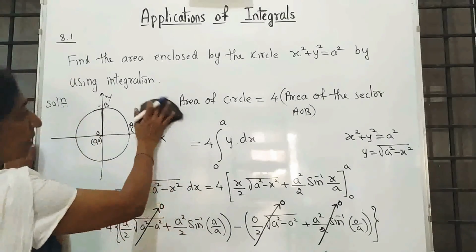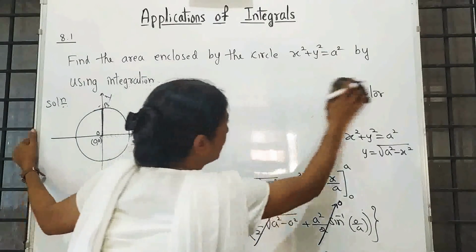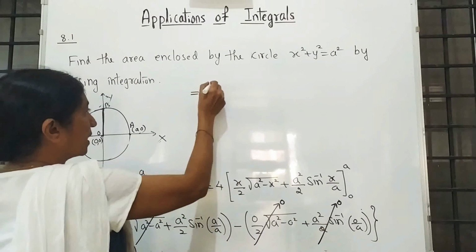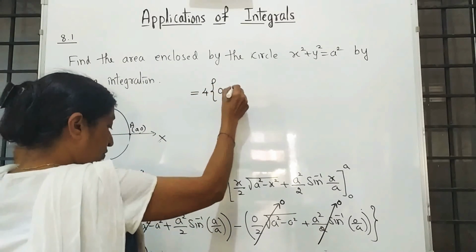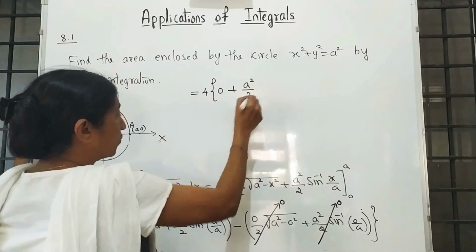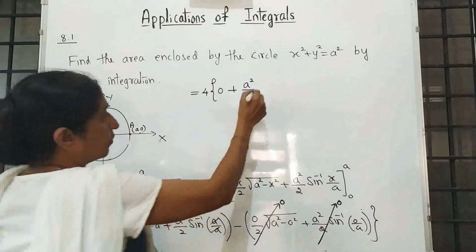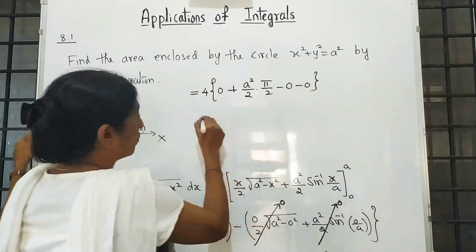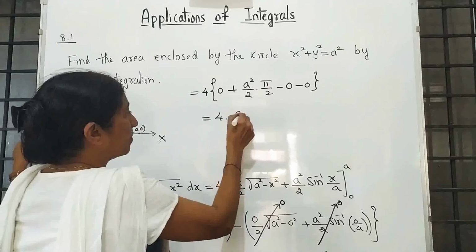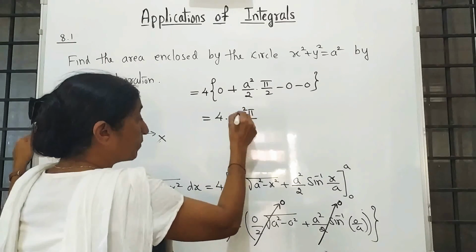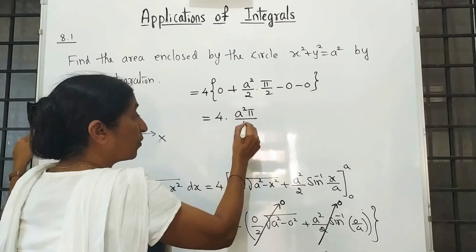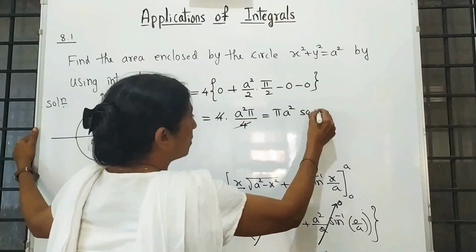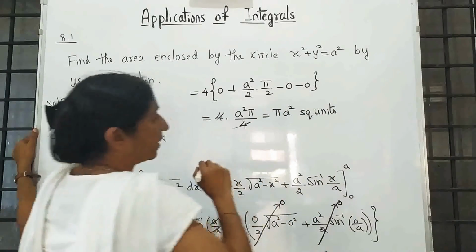If you write it with a pencil, the calculation becomes simple. So what is remaining? 4 in the flower bracket, 0 plus a square by 2, sin inverse 1 is pi by 2, minus 0 minus 0. So finally what is remaining? 4 into a square into pi by 4, the 4s get cancelled, pi a square square units. See, this is the answer.